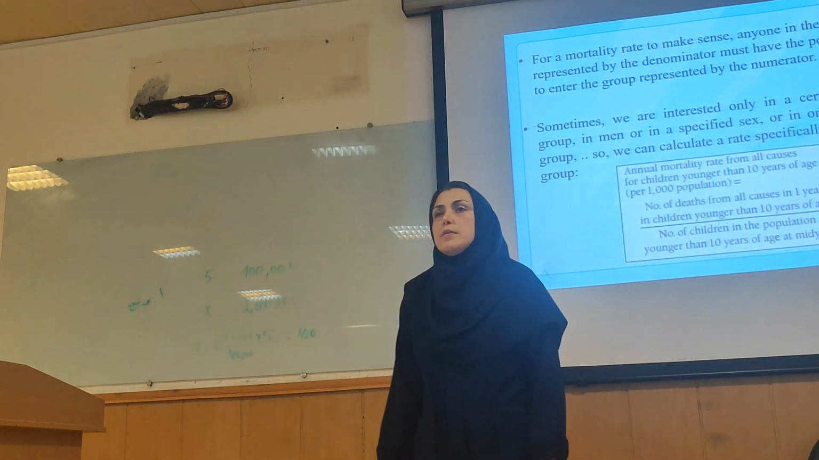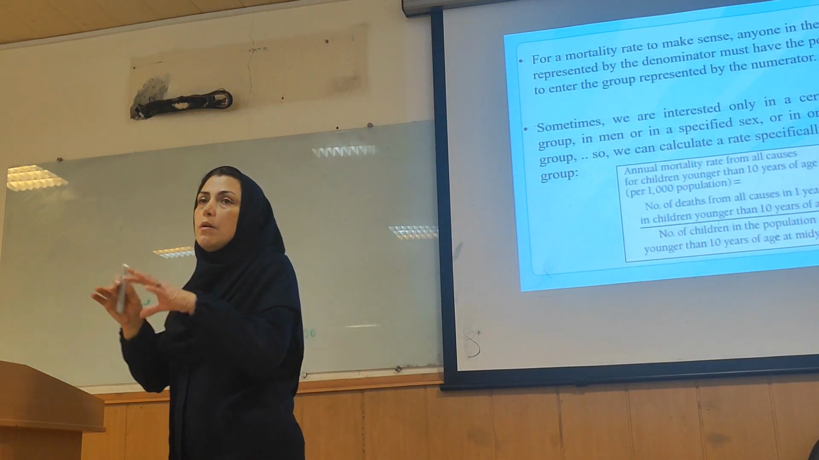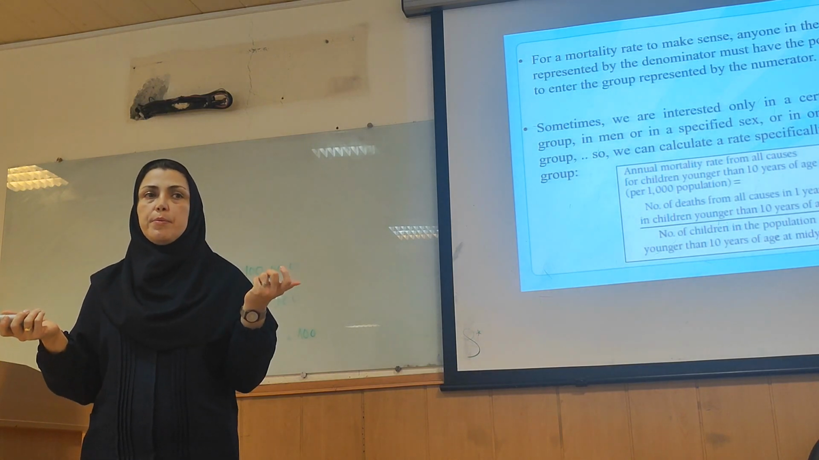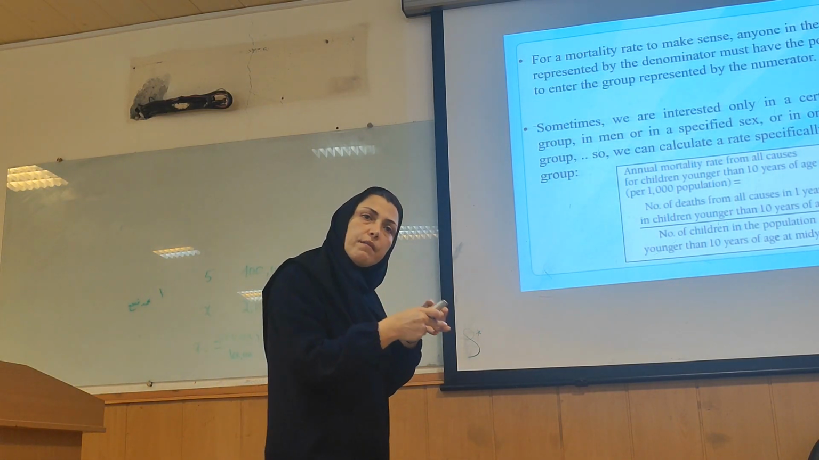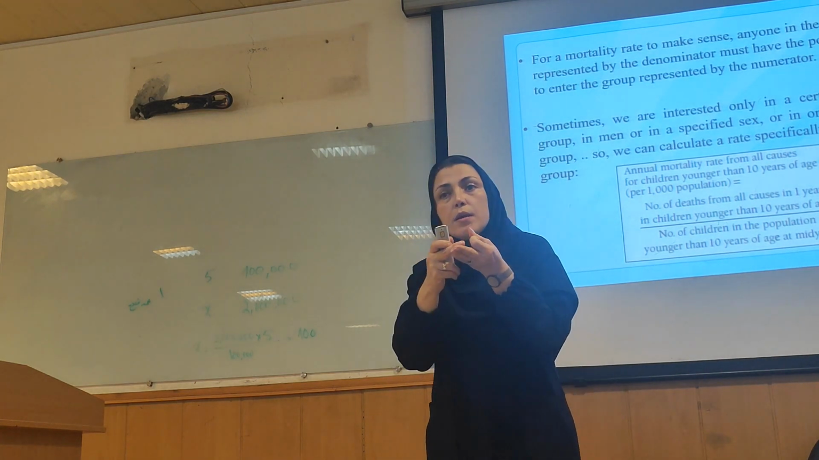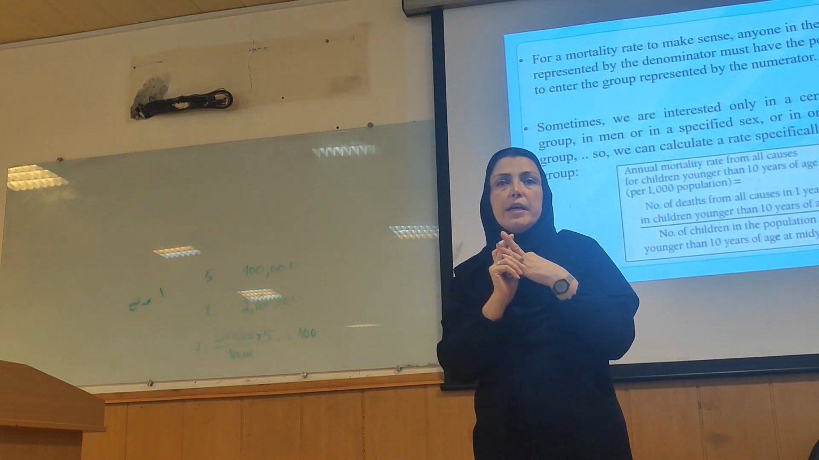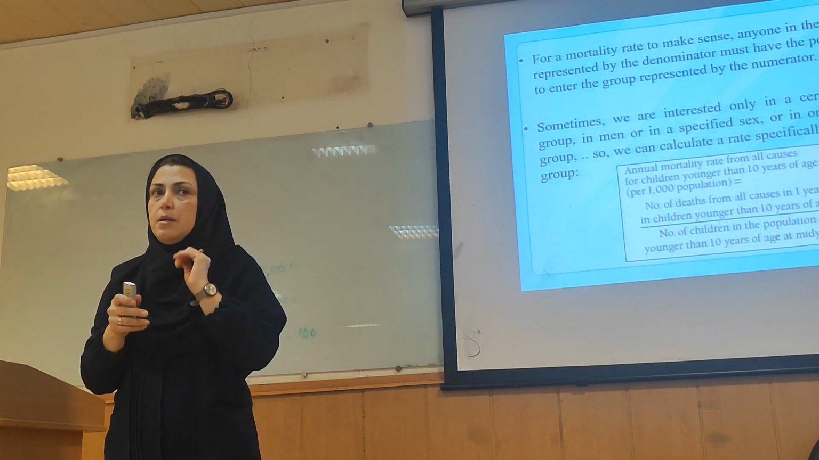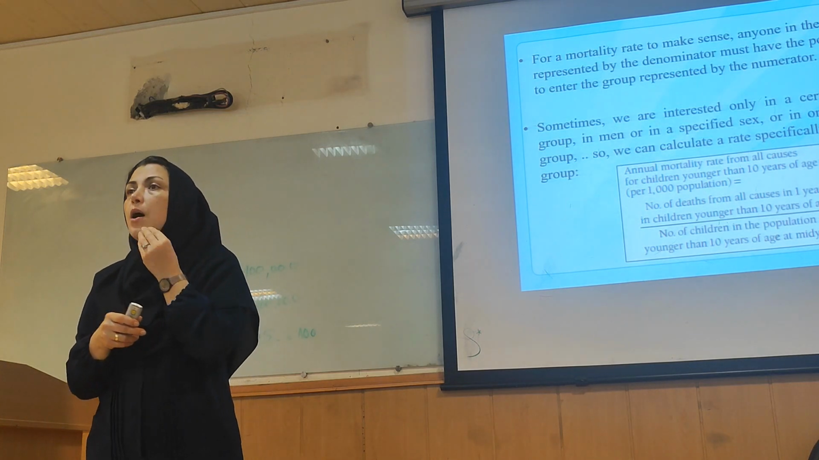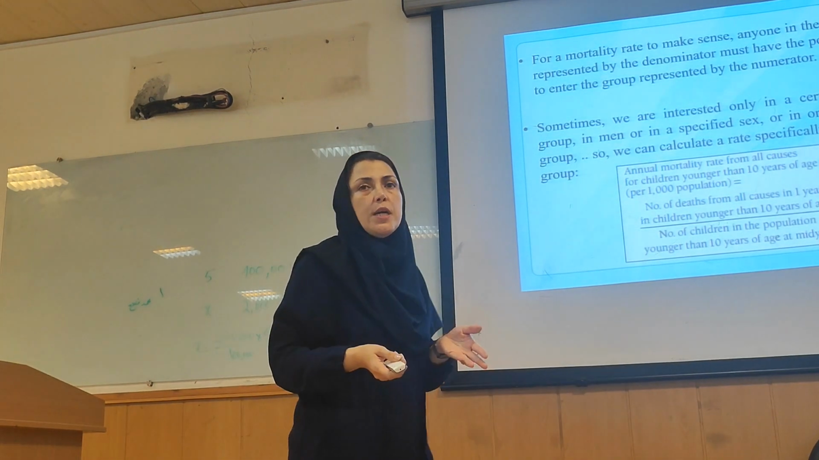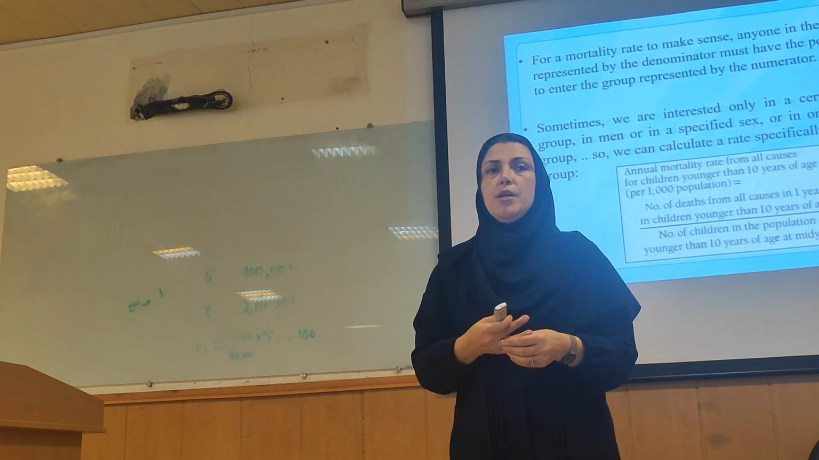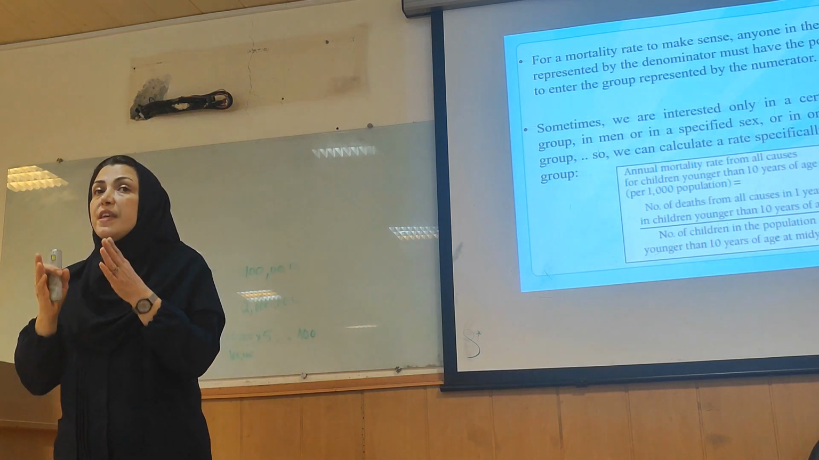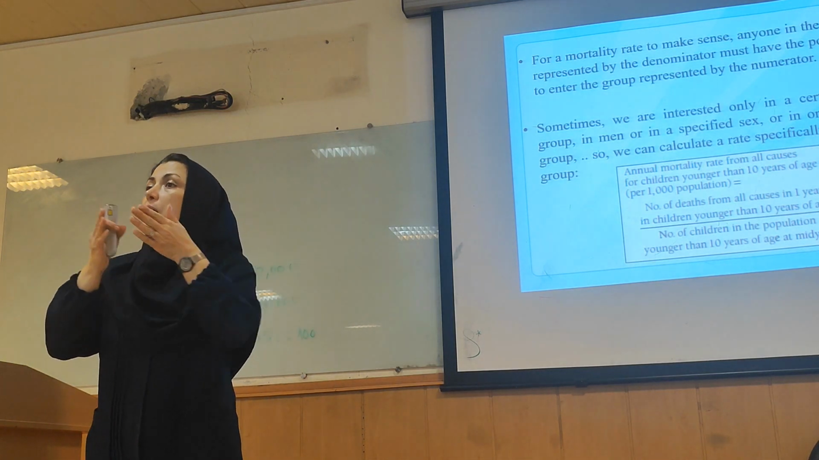Sometimes we do not aim to address the entire population. We want to work on a specific population, for example, men, women, or age-specific mortality rate. For example, mortality rate in infants who are younger than 1 year. Okay? Or, for example, mortality rate among the elderly population who are over 65. So, we have different types of mortality rates.